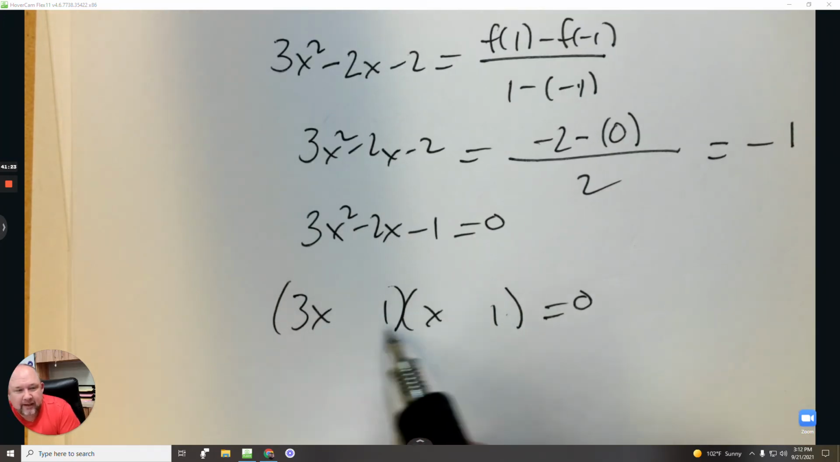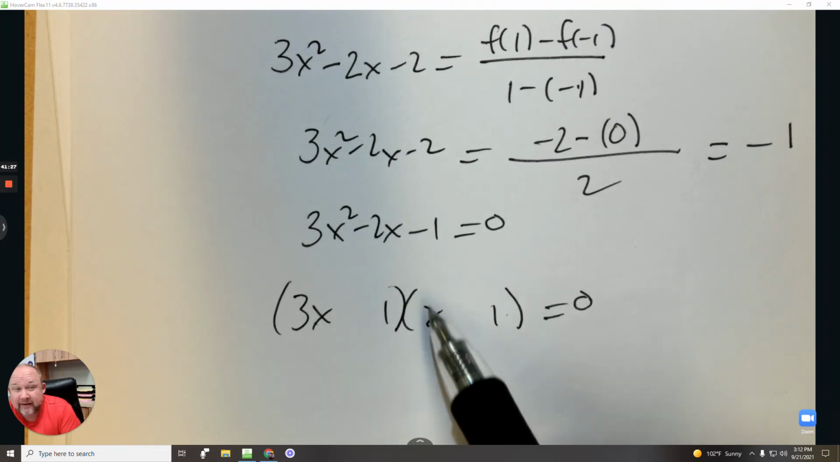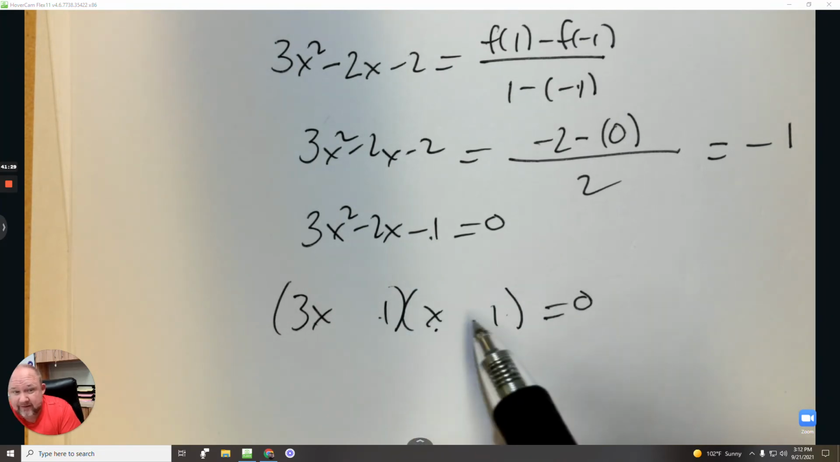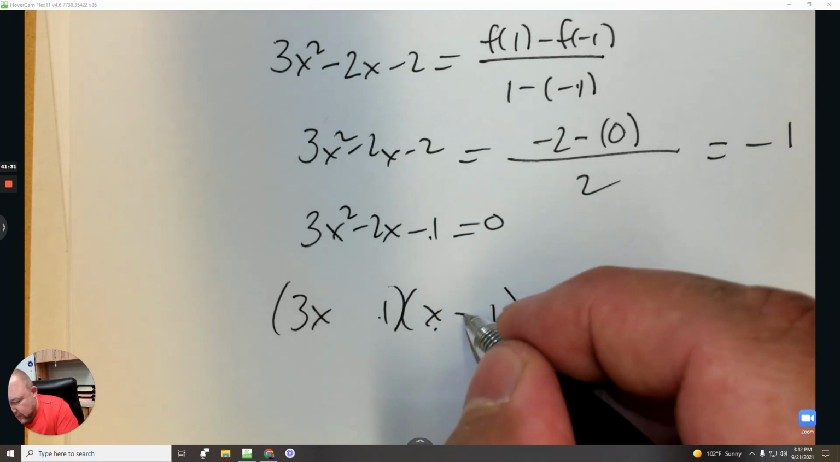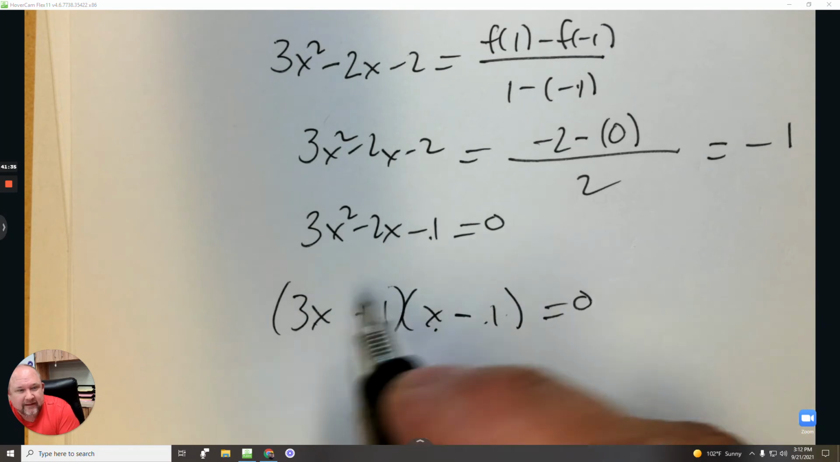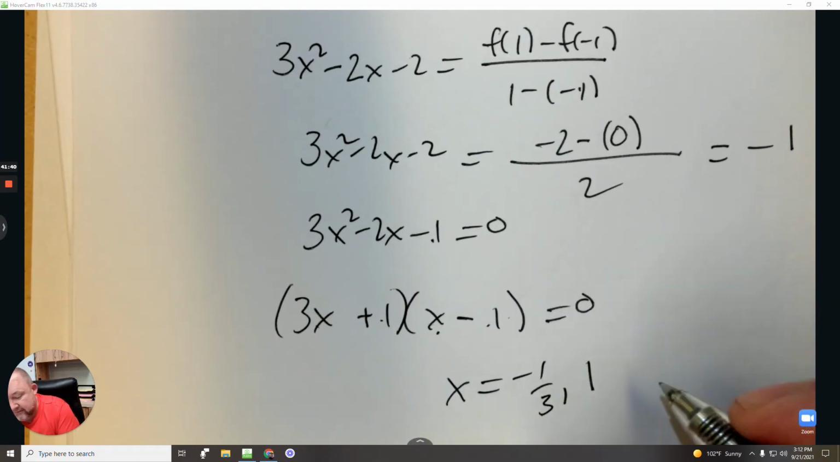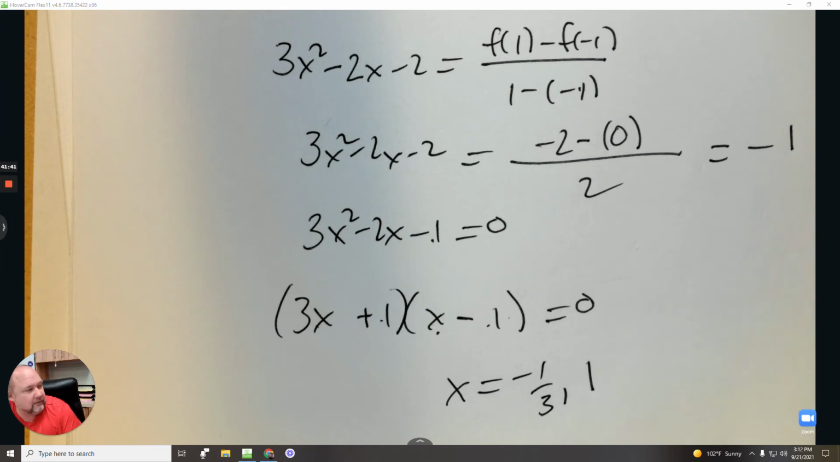Because these are prime numbers, the only way to get to 3x squared is 3x times x. The only way to multiply to 1 is 1 times 1. Make sure the signs work so they add up to -2. So that's +1 and -3, so it matches. So we have -1/3 and 1. In my interval, do both work? Because 1 is right there.